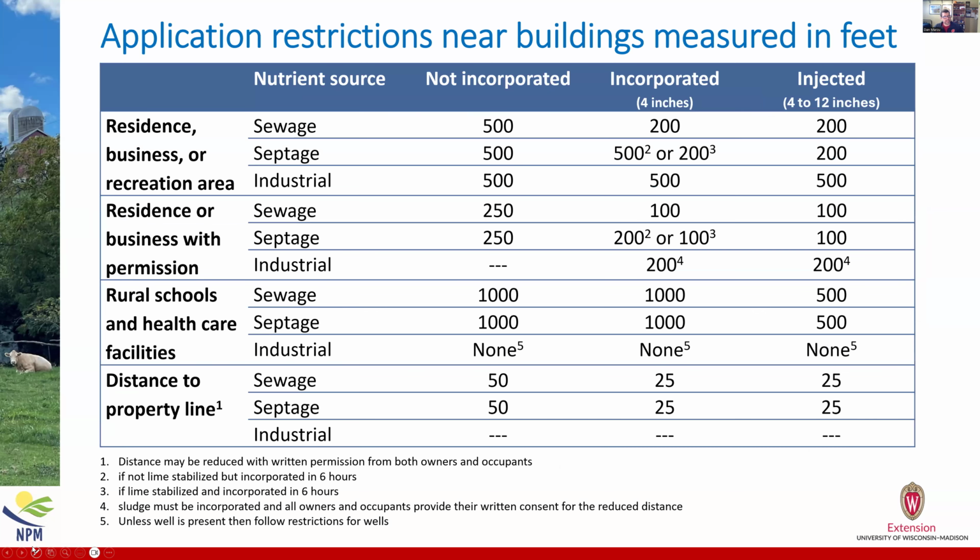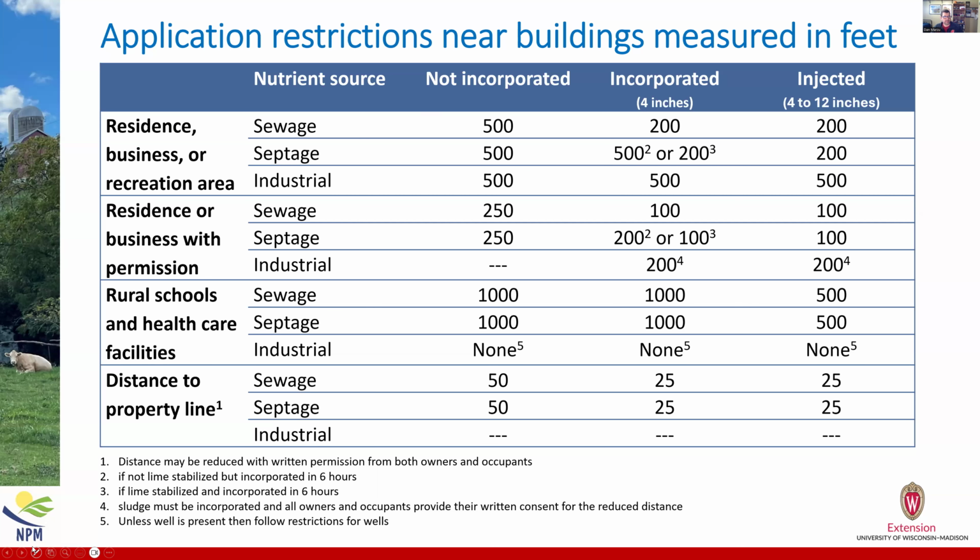Unlike manure, there are application restrictions near buildings or property lines. When we're applying these sources near residences, businesses, or recreation areas, it also depends on whether you incorporate it, inject it, or don't incorporate it, in terms of the distance away from those places. As you can see here, for non-incorporated, we're at 500 feet for sewage, septic, and industrial. Incorporated, which the DNR defines as 4 inches, it's 200 feet for sewage and 500 feet for industrial.